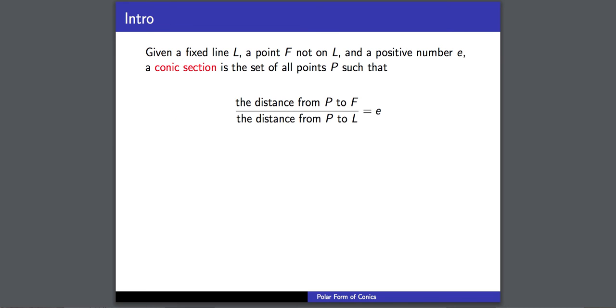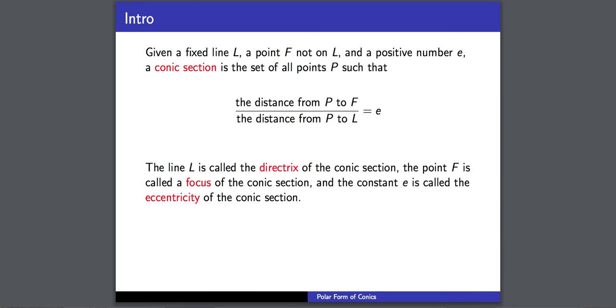So given a fixed line L, a point F that's not on that line L, and a positive number E, a conic section is the set of all points P such that the distance from the points to that other point F, divided by the distance from those points to L, is going to equal that value of E.